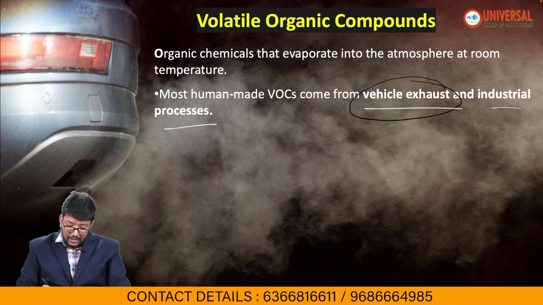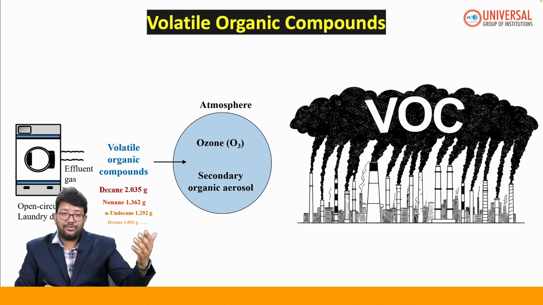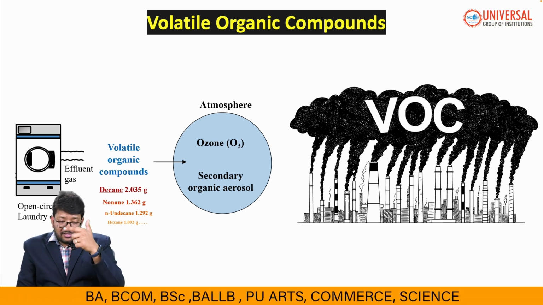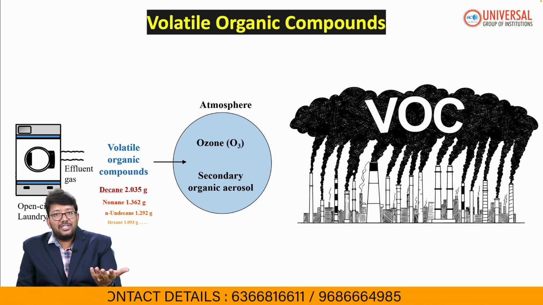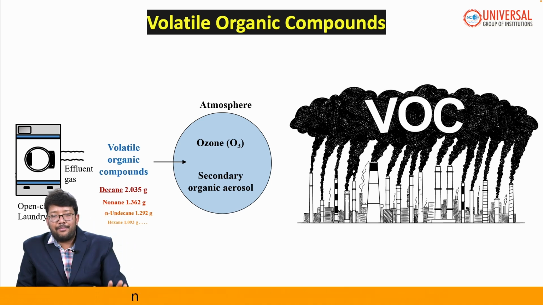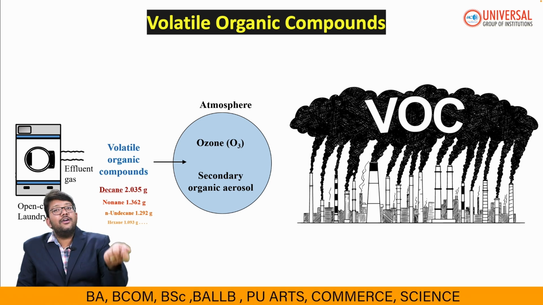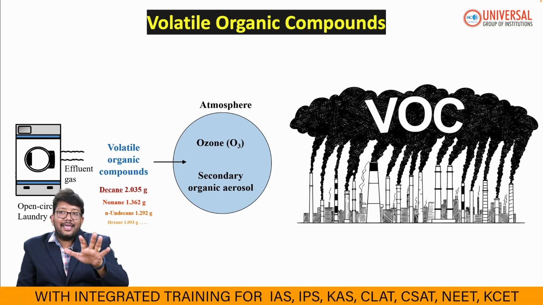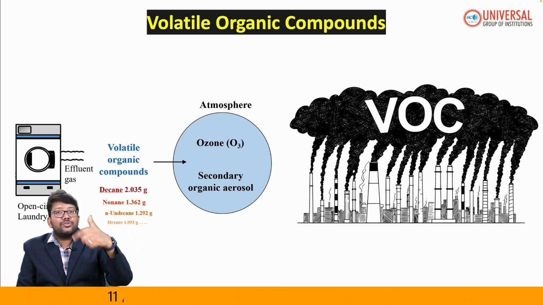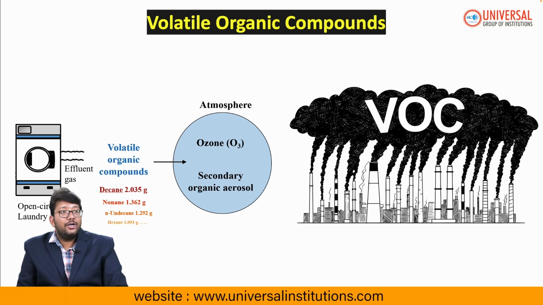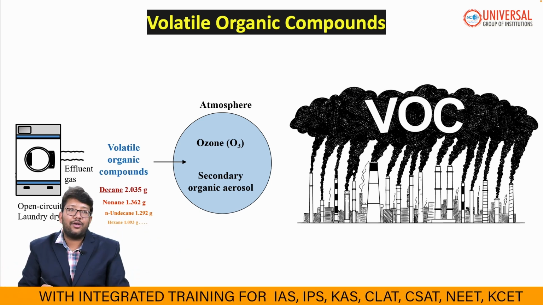So these were the human-made sources outside, vehicle exhaust and industries. But there is also the open circuit laundry dryer. Everybody is using washing machines now, but don't take the example of our houses, take the example of commercial laundry. Commercial laundry washes the clothes as well as dries your clothes in the same dryer. So in that dryer also the volatile organic compounds are getting emitted. That is for the household, and that is for the outside world. This is how volatile organic compounds are formed.